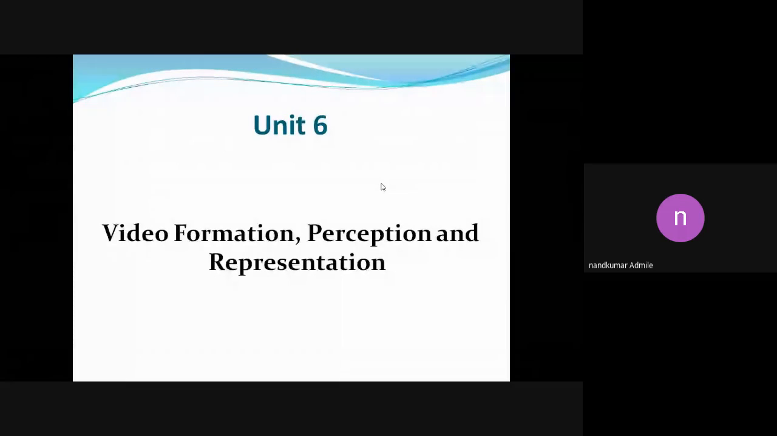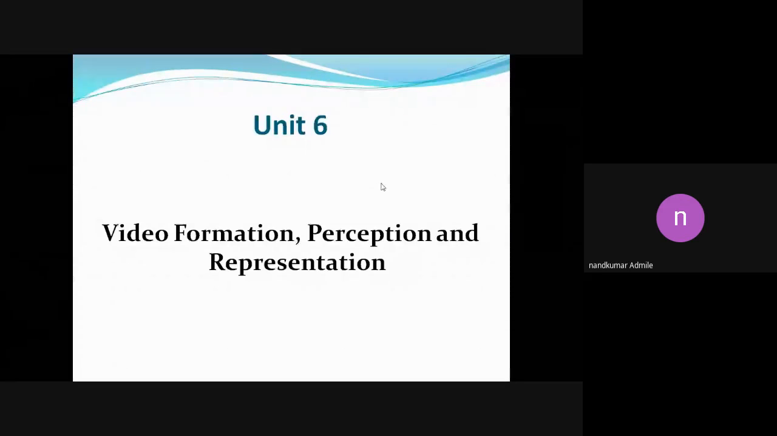So related to video processing, we have to study unit number 6 and unit number 7. Similar to image processing, where we studied what an image is and what the representation of an image is, we have to study video processing also. So the title of unit number 6 is video formation, perception, and representation.